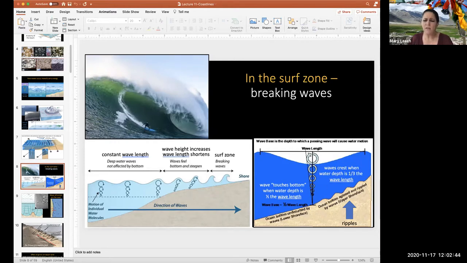Within that zone, after the wave starts to feel bottom, that's when you start to have ripples generated along the seafloor. Otherwise, the bottom doesn't feel the wave at all, and so it's unaffected.